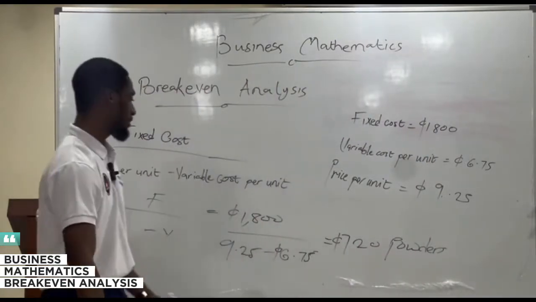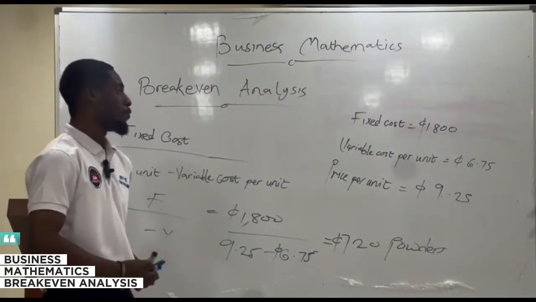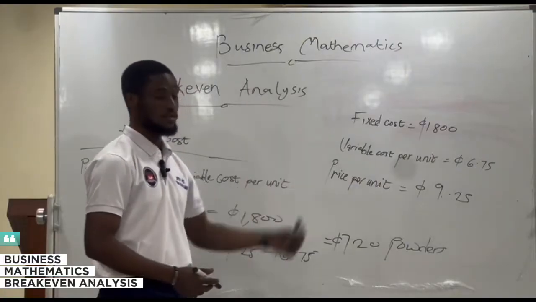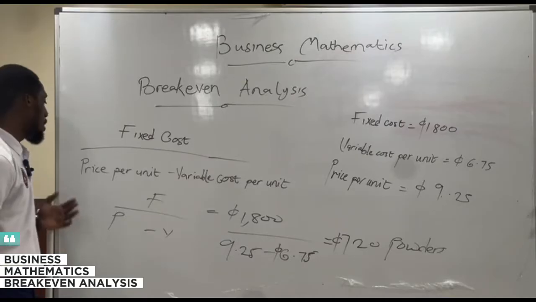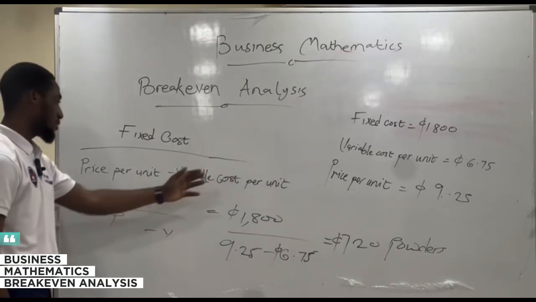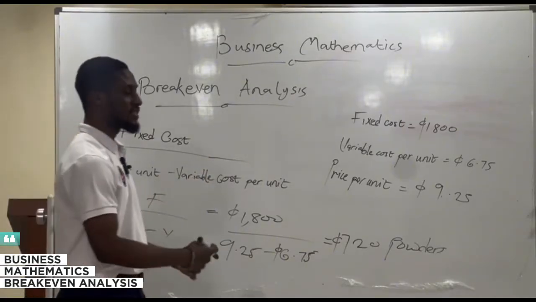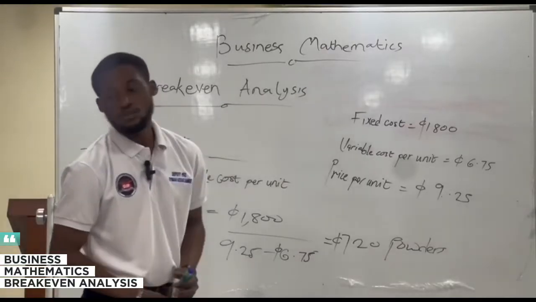So now this is what we have. When given a question, you state your apparatus. After stating your apparatus, you state your formula being fixed cost on price per unit minus variable cost per unit. Then you fix it in so that you are good to go.